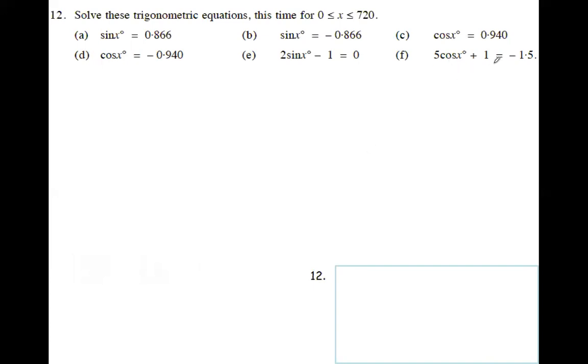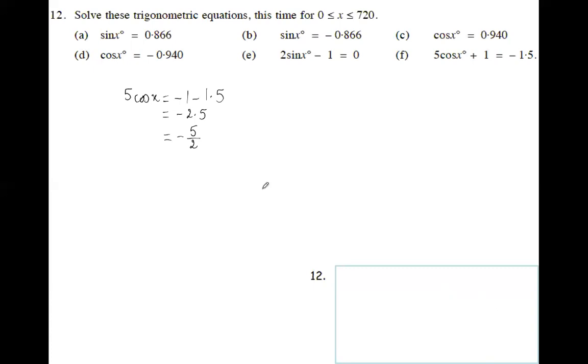So if I'm given 5 cos x plus 1 equal negative 1.5, I just write 5 cos x equal negative 1, negative 1.5. And that is negative 2.5. Can I write this as a fraction? A quarter. No, 5/2, sorry. Nonsense.